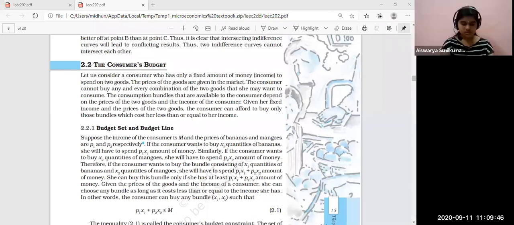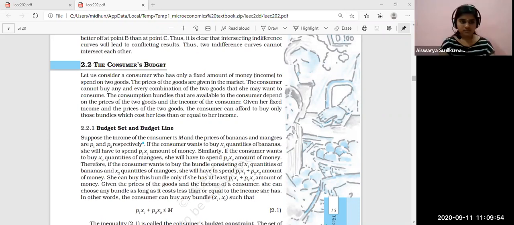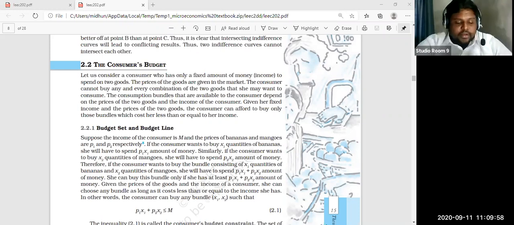Give us the combination. How many bananas? Two bananas and one mango. Okay. So 5 plus 5 plus 10, 20. Correct. So equal to the income. Again, another combination.